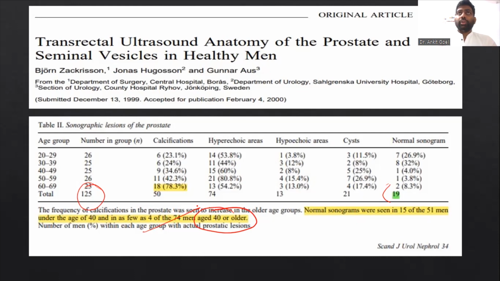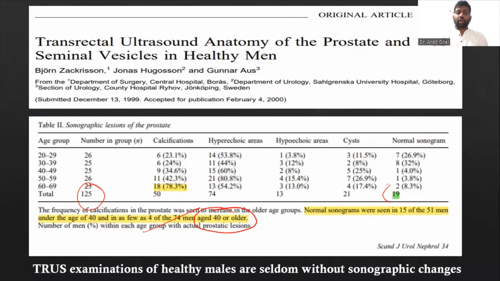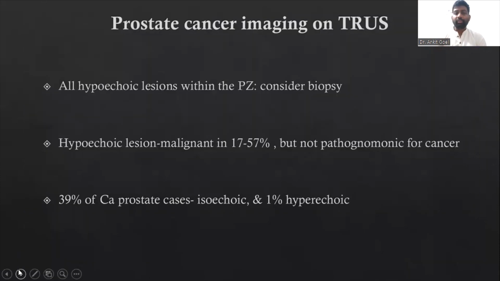When we talk about the detection of suspicious lesions in the transrectal ultrasound, we have to compare with the peripheral zone. The peripheral zone is the landmark. So how does a suspicious lesion appear in a transrectal ultrasound? If there is a lesion which is hypoechoic compared to the peripheral zone of the prostate, it is likely to be a malignancy, in 17 to 57% of cases. But not every hypoechoic lesion is a cancer. 39% of cases can be isoechoic and 1% of malignancies can be hyperechoic. So this is very important for us to understand.